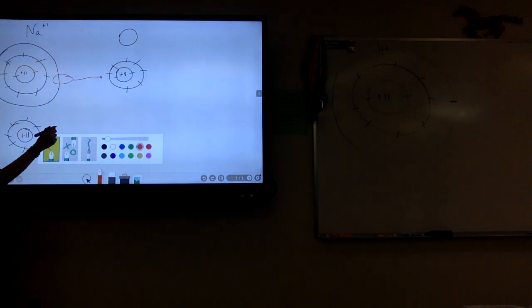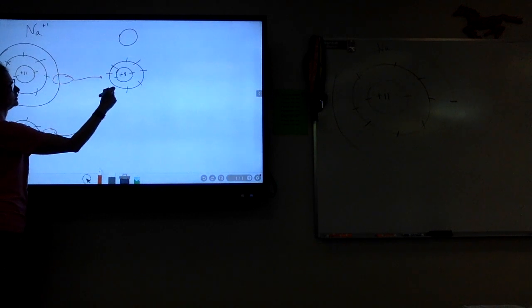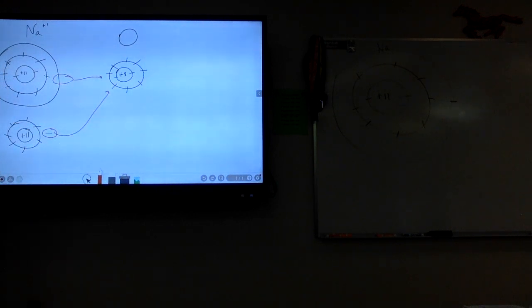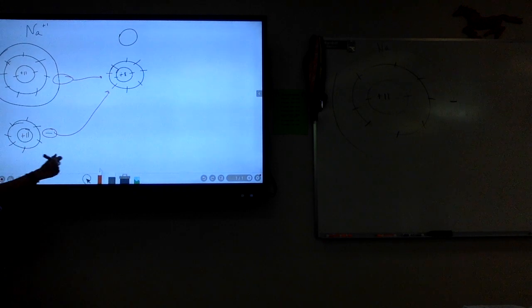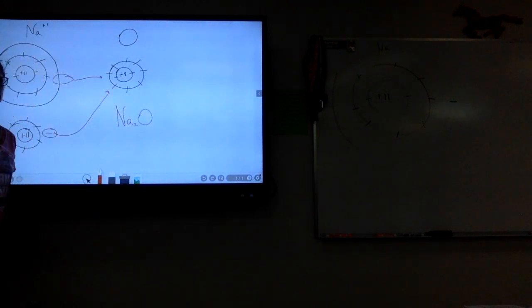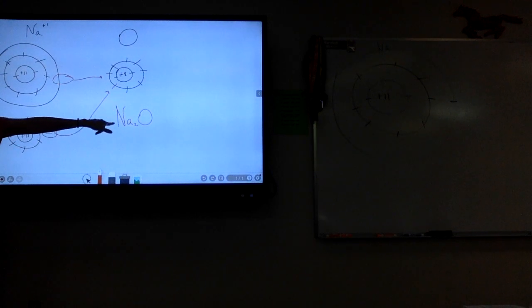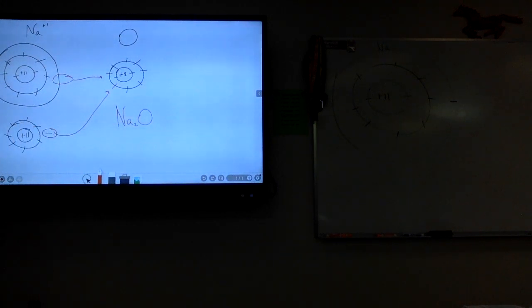Check this out. So another sodium, another electron. How many sodiums do you need to make oxygen happy? 2. So its chemical symbol is Na2O. I need 2 sodiums, each to donate 1 electron. And so my chemical formula is 2 sodiums and 1 oxygen. So it has a 2-to-1 ratio when it's neutral.